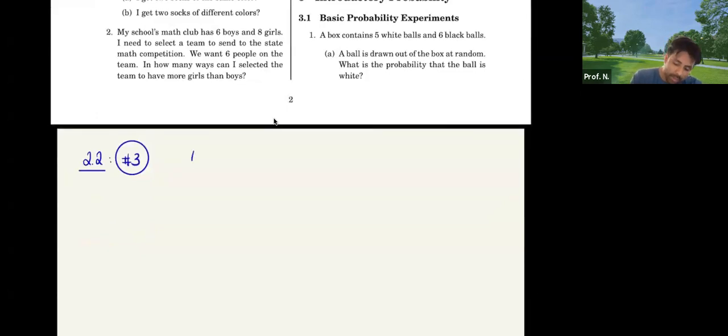So we have 6 math books. We got 7 science books. And we got 4 econ books. And I want to figure out how many ways can I choose 2 of them. And for part A, I want 2 of the books to be of the same subject.